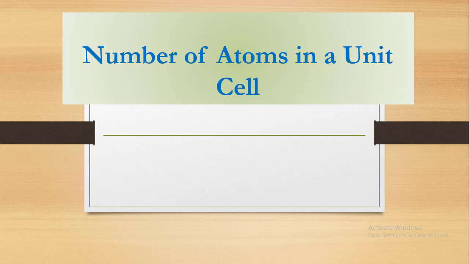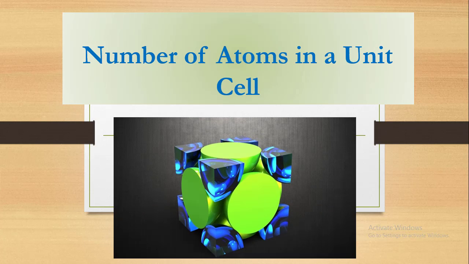In this video, we will be talking about the number of atoms in a unit cell. So in the previous video, we have already discussed the types of unit cell, that is the primitive unit cell and the centered unit cell. The centered unit cell can again be subdivided into three types, that is the body-centered unit cell, the face-centered unit cell and the end-centered unit cell. So in this video, we will be looking at the number of atoms in each of these units.